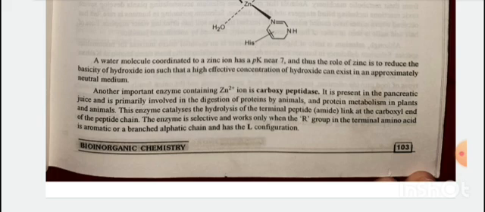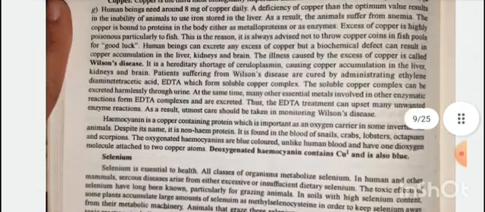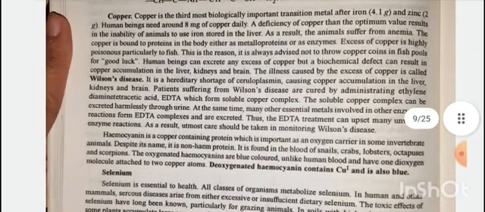This enzyme catalyzes the hydrolysis of the terminal peptide amide link at the carboxyl end of the peptide chain. The enzyme is selective and works only when the R group in the terminal amino acid is aromatic or a branched aliphatic chain with L configuration. Copper.